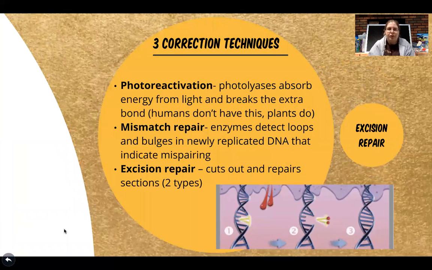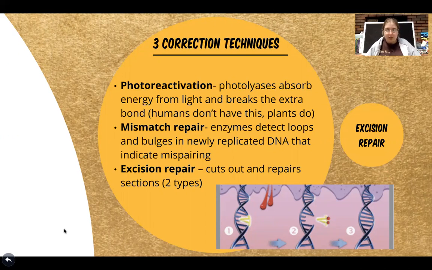So what are some correctional techniques? Well, this first one we actually don't have, sadly. Photoreactivation. There is a particular enzyme called photolyase, and what it does is absorb energy from light, like sunlight, and break the extra bonds. This is a way that other organisms like plants can fix those dimers. We don't have this particular method. We have other ways to fix it, but this is one way that could work. And that kind of makes sense that plants would have something like this. They need to be out in the light all the time. They have to do photosynthesis.